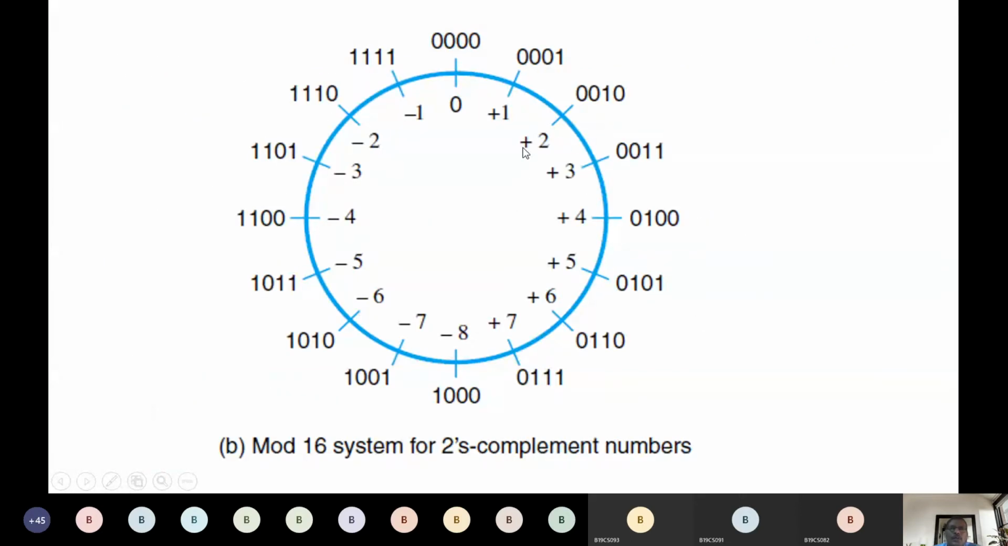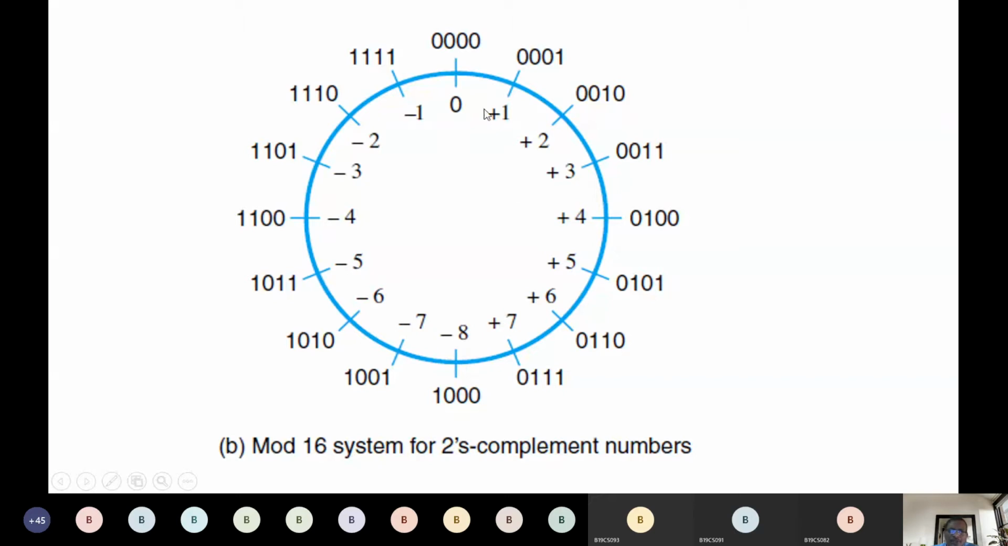You can see, starting from maybe here, 0: all four zeros, plus 1 is 0001, plus 2. So these are the 2's complement representations of 4 bits. Each is 4 bits. So these are the 2's complement numbers, representing the positive values and also the negative values.